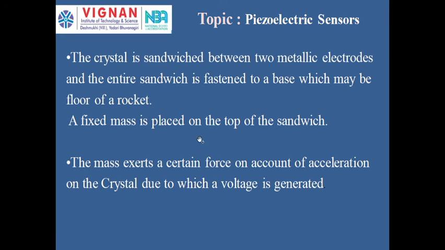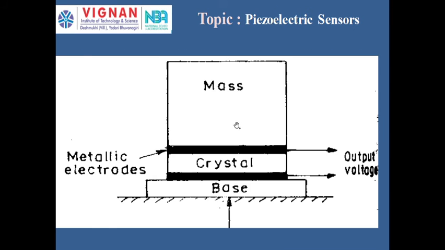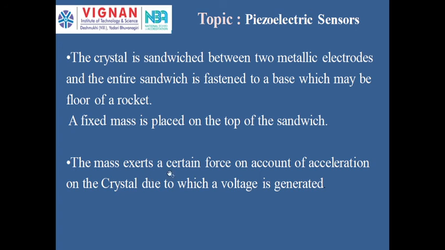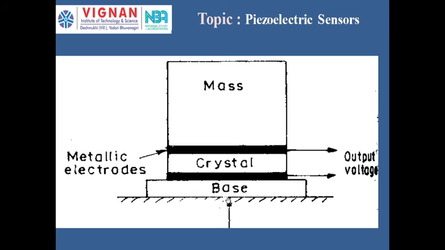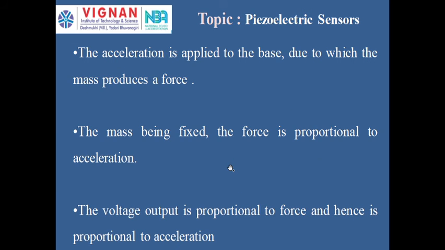A fixed mass is placed on the top of the sandwich. This is a fixed mass. So the mass exerts a certain force on account of acceleration on the crystal, due to which a voltage is generated. When there is some amount of acceleration in the base or in the rocket, this mass can exert some amount of force on the crystal. Due to this force, some voltage is developed. So the acceleration is applied to the base, due to which the mass produces a force.